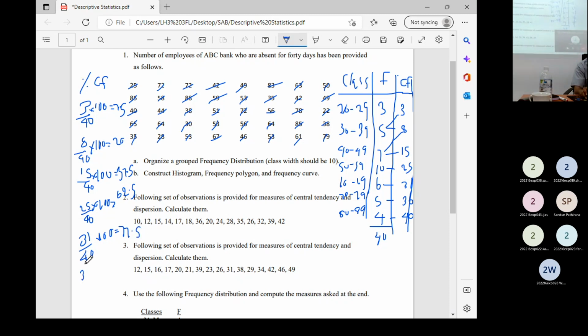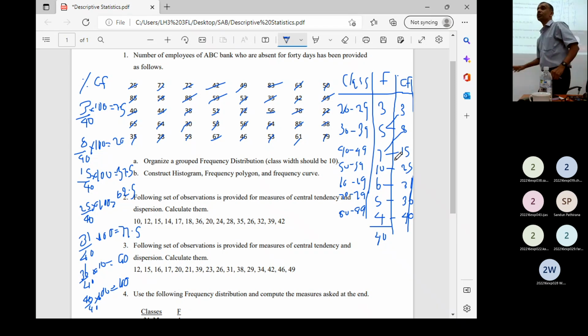Right, then 36 over 40 into 100, that is 90%. Then the last one, 40 over 40 into 100, that is 100%. Right, like that you can do that calculation. That is the frequency distribution. From class to class you obtain 3, 8, 15, 25, 31, 36 and 40, and the percentage of cumulative frequency.